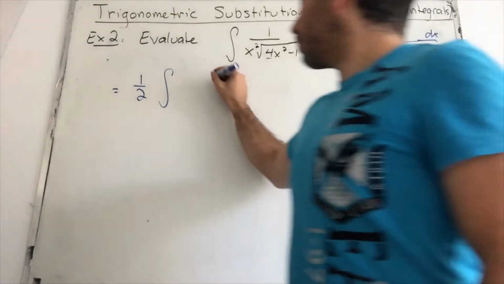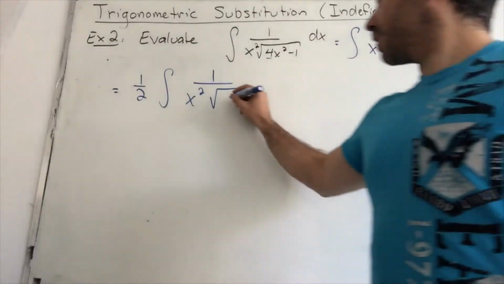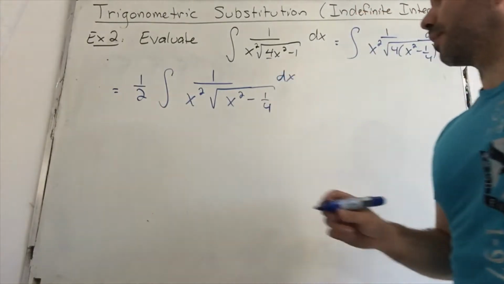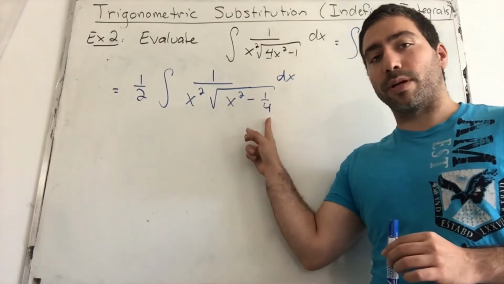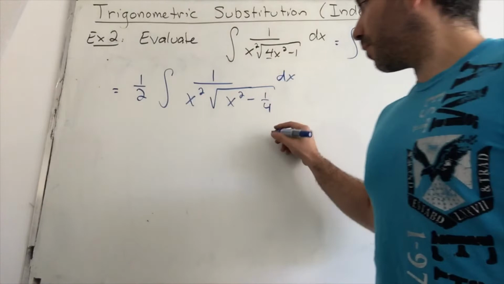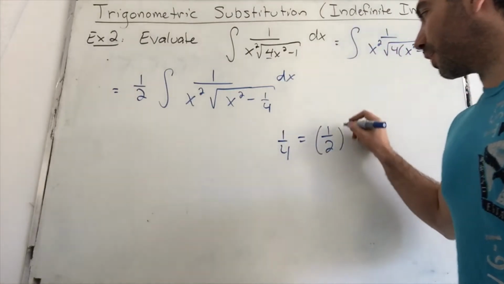We still have the 1 over x squared, and inside the root we're left with x squared minus a quarter dx. Okay, but we don't want a quarter. We want to write it as x squared minus a number squared. How can I rewrite a quarter as a number squared? Well, notice that a quarter is simply 1 over 2, all that squared, right?